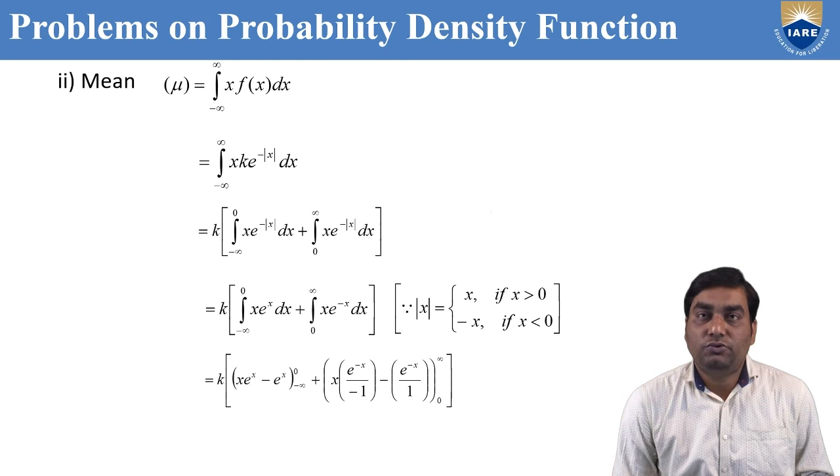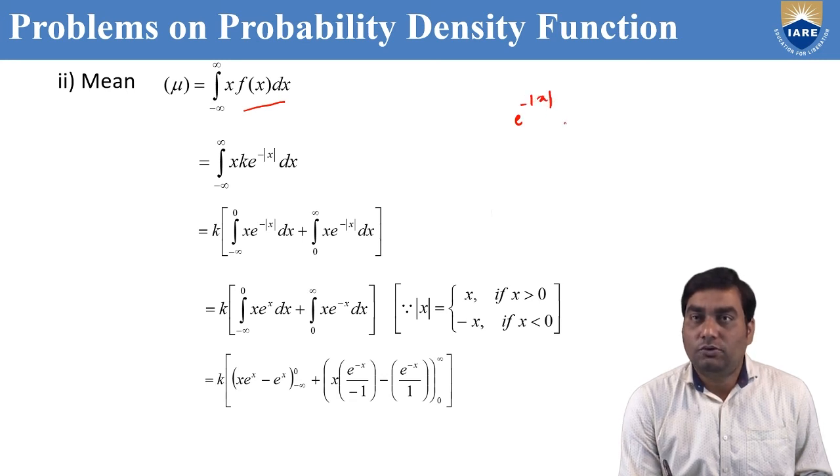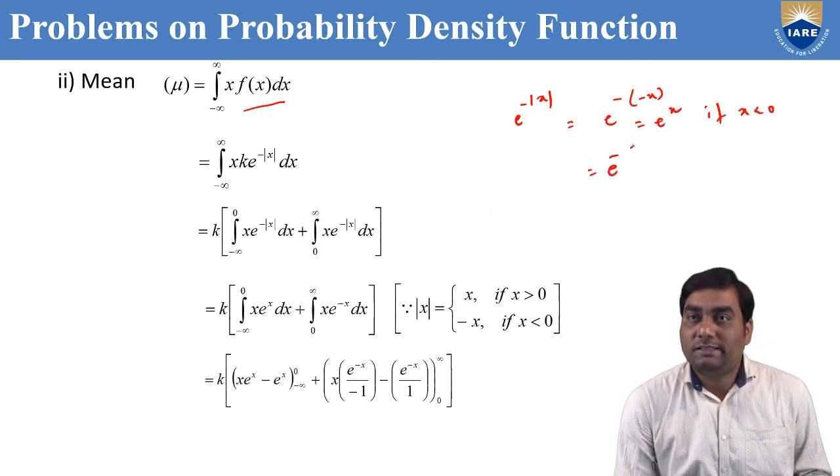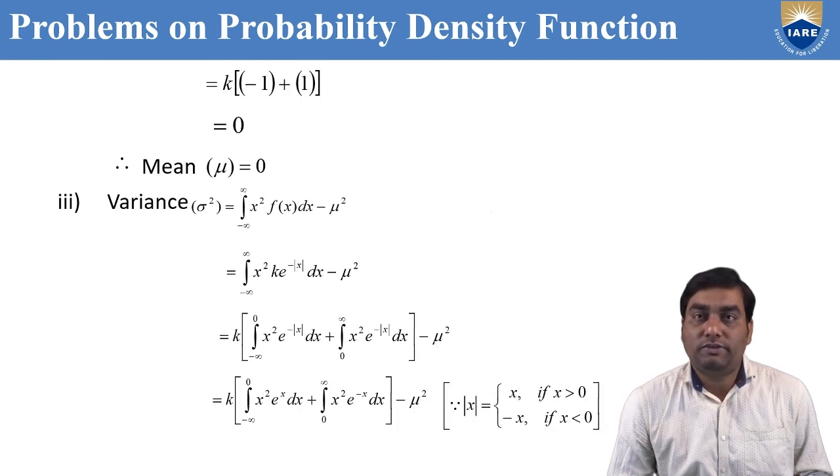After getting the k value, we can find the mean by using the integral from minus infinity to infinity of x into f of x. Remember, here e power minus mod x is e power x if x is less than 0, since mod x is minus x, and e power minus x if x is greater than 0. Like that we split. Then you can do the integration by using the integration of uv formula. If you simplify, we'll get mean equal to 0.